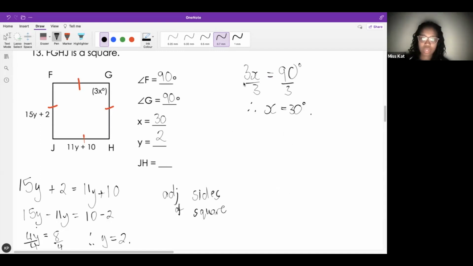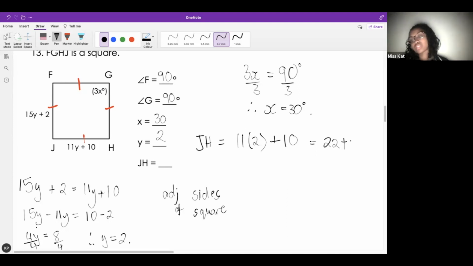There we go. Thanks, Abu. So we know that JH is 11Y plus 10, but we know that Y is 2. We just worked it out. So we're going to say JH equals 11 times 2 plus 10, which is equal to 22 plus 10. Therefore, JH is 32.